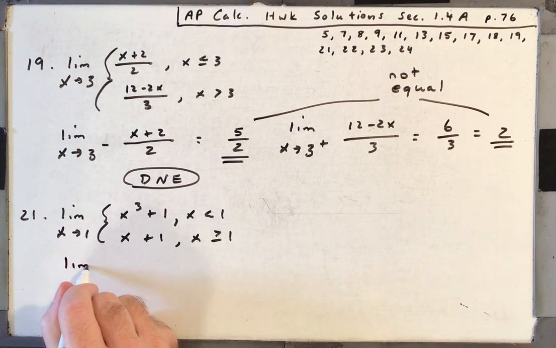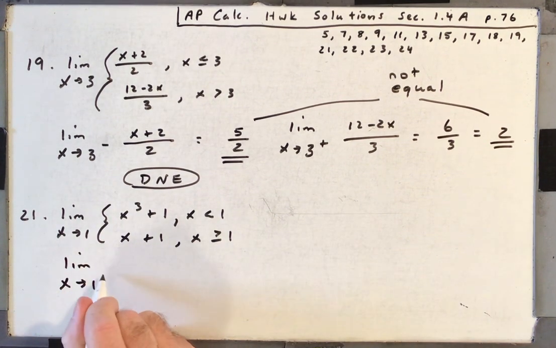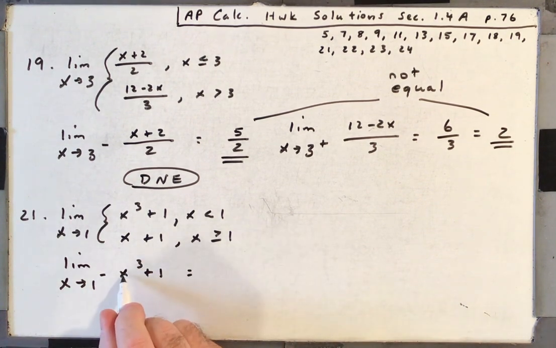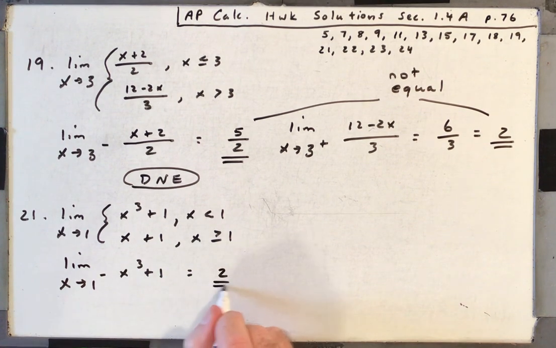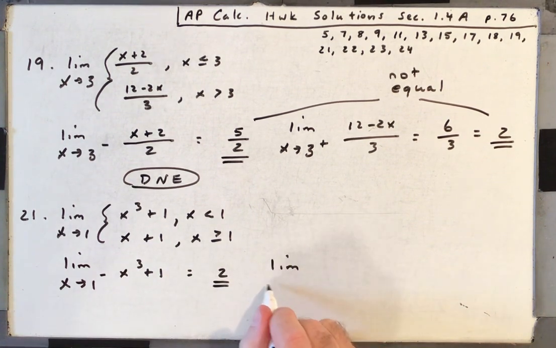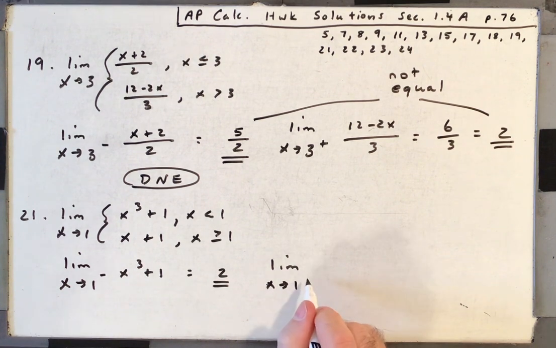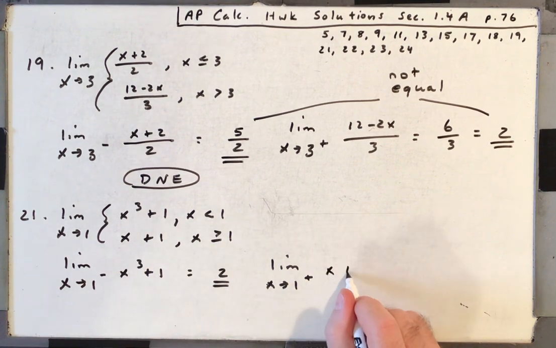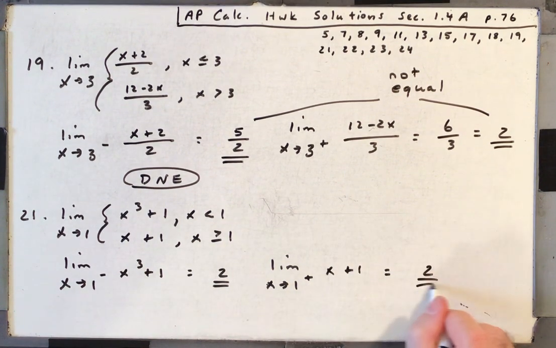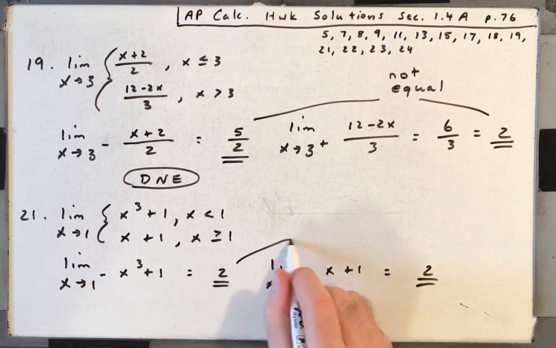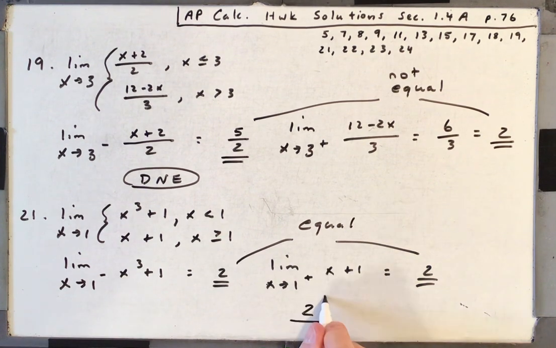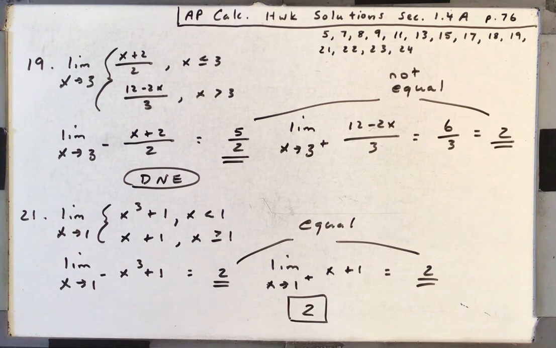So we'd have limit as x approaches 1 from the left. We're going to use the x cubed plus 1 equation. So that'd be 1 cubed plus 1, that's 2. And then the limit as x approaches 1 from the right, bigger than 1, we're going to use the bottom equation, x plus 1. That's also 2. They're equal. So the answer is 2. The limit is equal to 2. All right, brilliant.